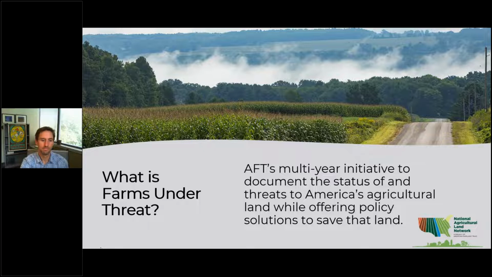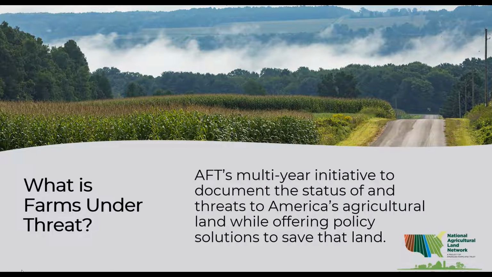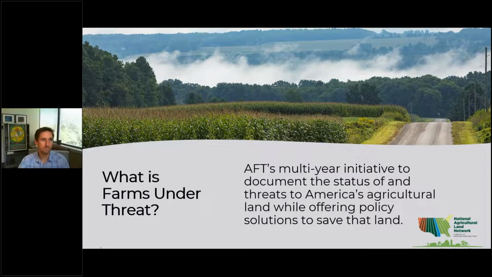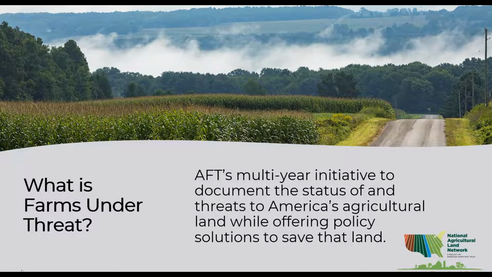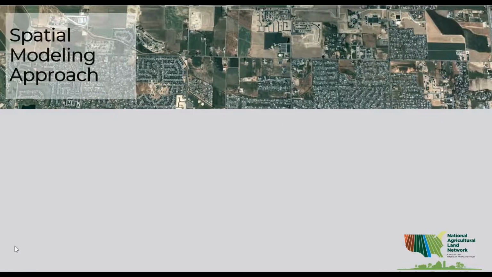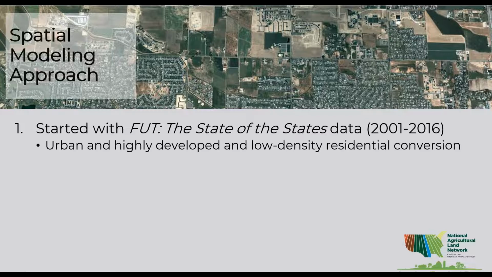So let's dive right in. First, let me talk about the first two Farms Under Threat reports. The first one is Farms Under Threat: State of America's Farmland, released in 2018, and Farms Under Threat: State of the States, which we released in 2020. These two reports mapped past conversion of agricultural land, looking first from 1992 to 2012, and then from 2001 to 2016. In this report, we are looking forward.